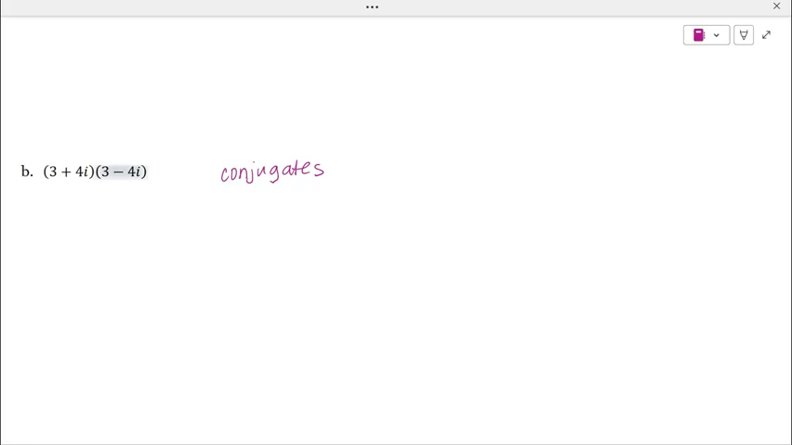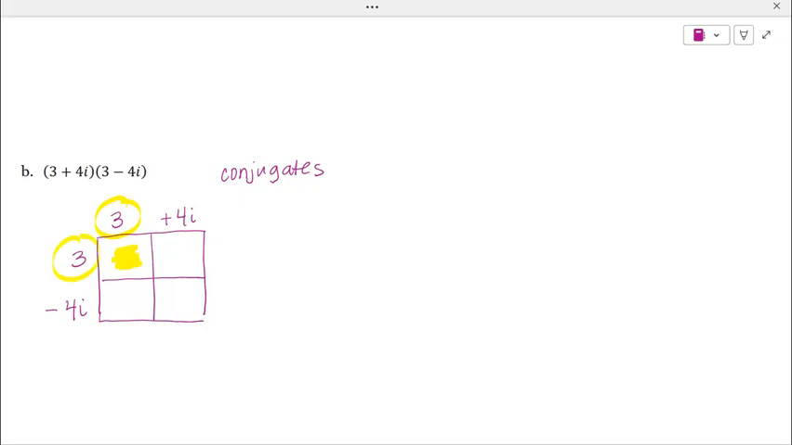I'm going to use the box method to multiply these together to kind of show what happens. We have 3 plus 4i and 3 minus 4i. In each box, I'm taking the two numbers that are on the outside and multiplying them together. So in this box I'll have a 9. Here I'll have a plus 12i. Here I'll have a minus 12i. And then here I get minus 16i squared.